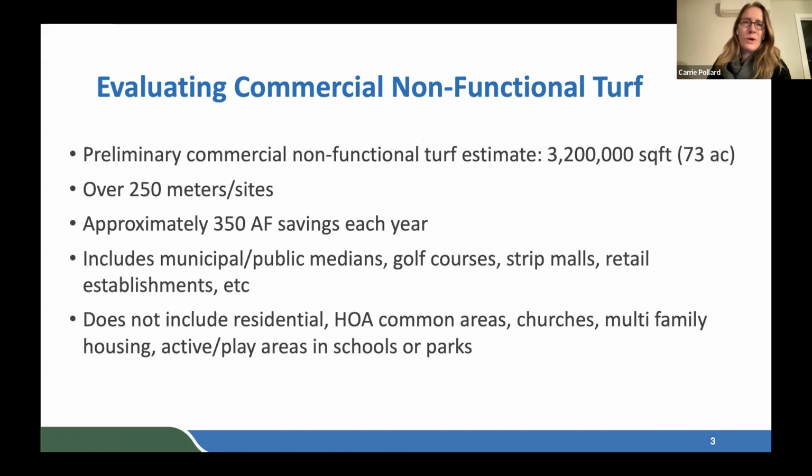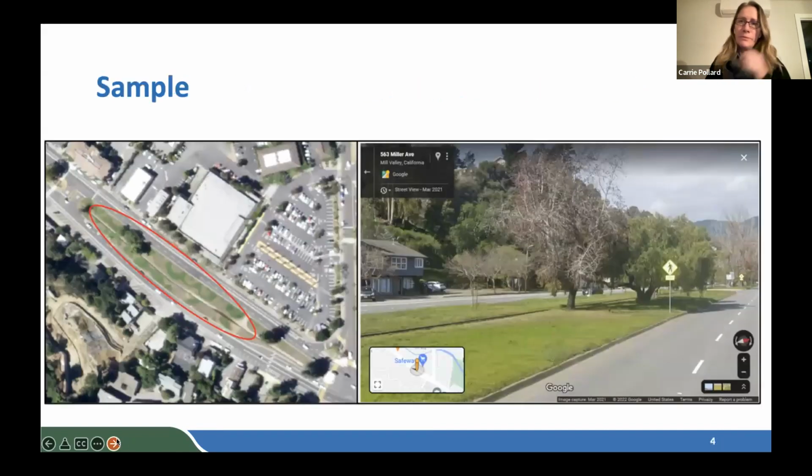I want to note where these areas are located. This would be medians, golf courses, strip malls, retail establishments, and those sorts of locations. These areas do not include any residential, HOA common areas, multifamily housing, play areas in schools or parks, or churches or institutional type locations. I did want to provide some examples because I think it helps tell the story of the areas that we're focusing in on.